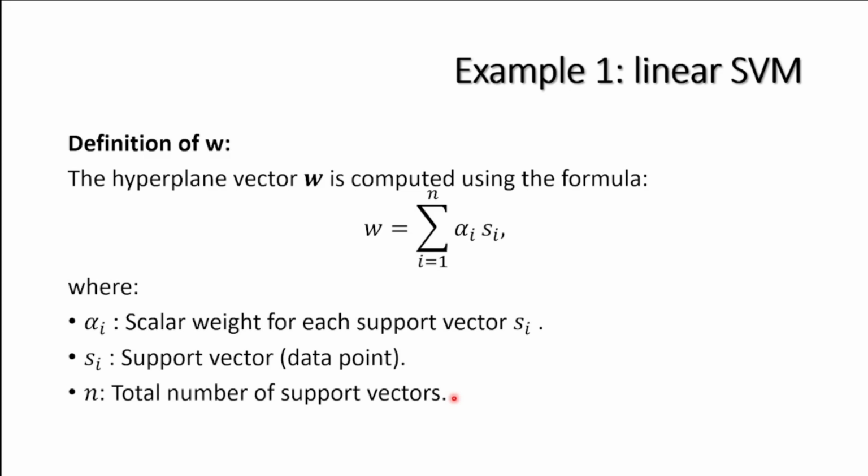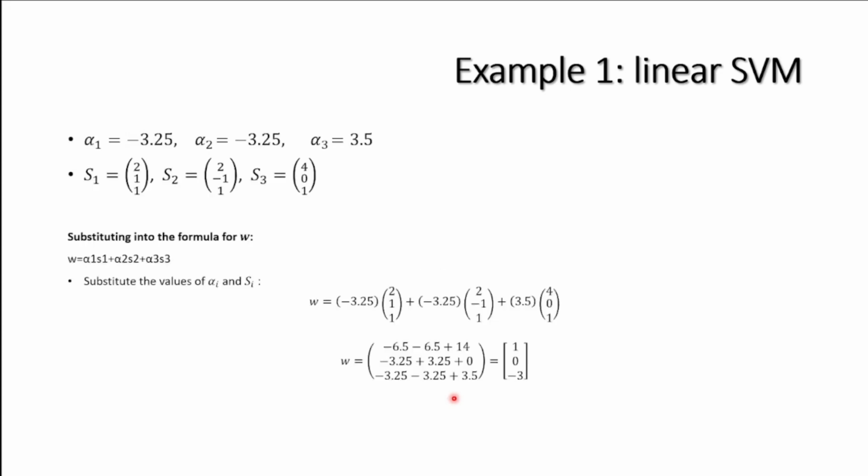So meaning I1, I2, and I3, there will be three particular terms here. Then we substitute alpha 1 with S1, alpha 2, and so on. So basically we have these particular terms: minus 3.25, 2, 1, 1, minus 3.25, 2, minus 1, 1, 3.5, 4.0. Towards the end, the weight vector W here is 1, 0, 3. This is the set of vectors that we have for W.